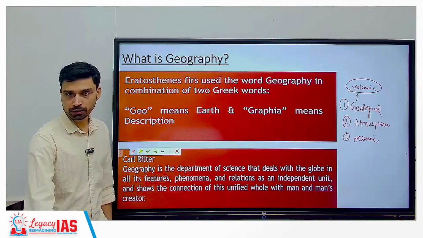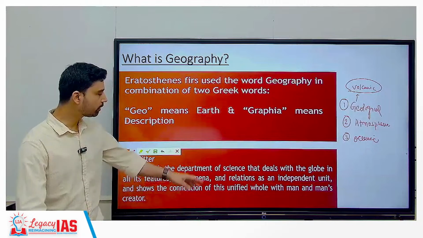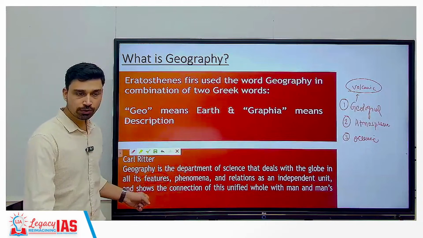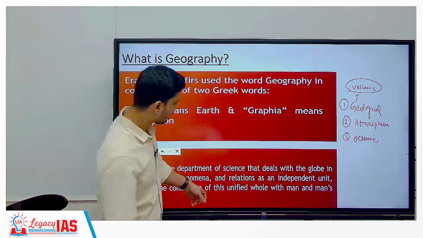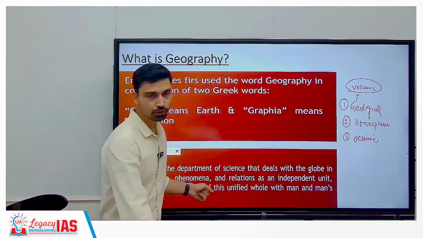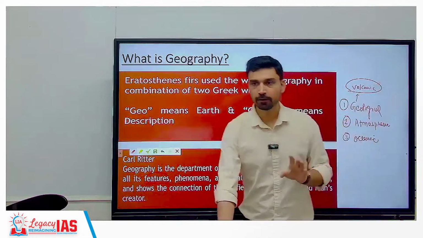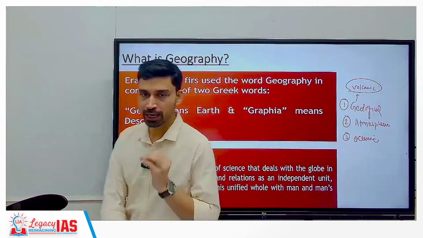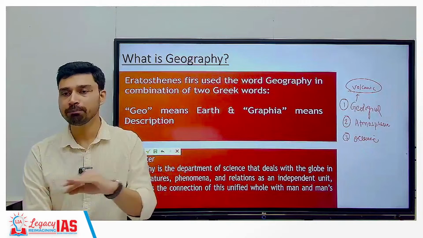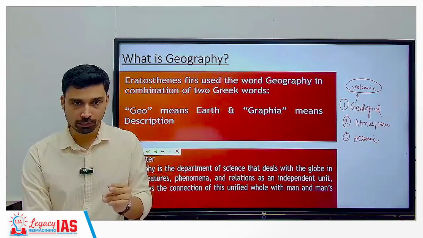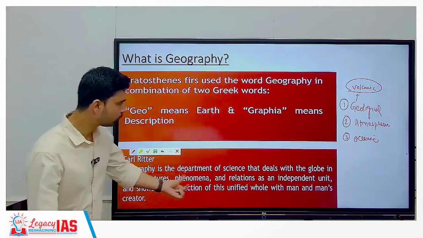Understood this point? And the last part is what? After this, and also what geography shows? It shows the connection of this unified whole. Which unified whole? When you combine the phenomena with the feature. Okay, volcanic eruption leading to development of volcanic plateau. This is a combined phenomena, or this unified whole.